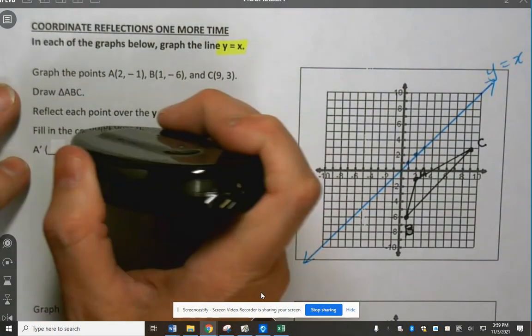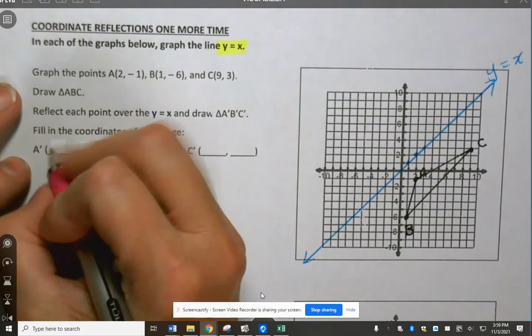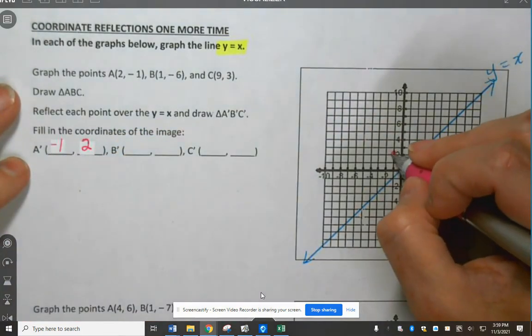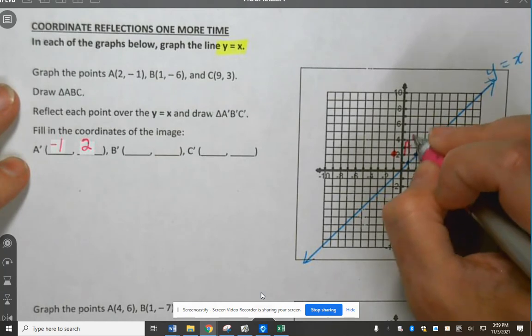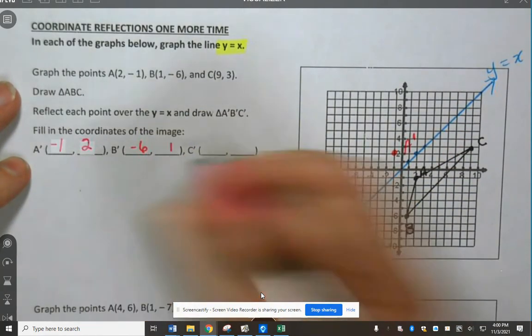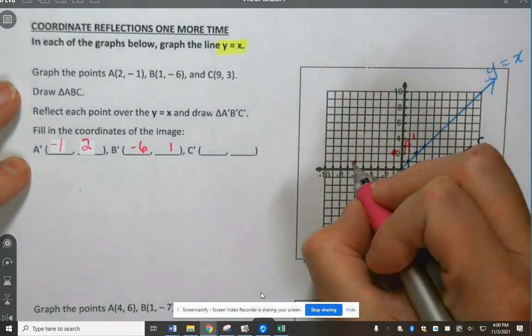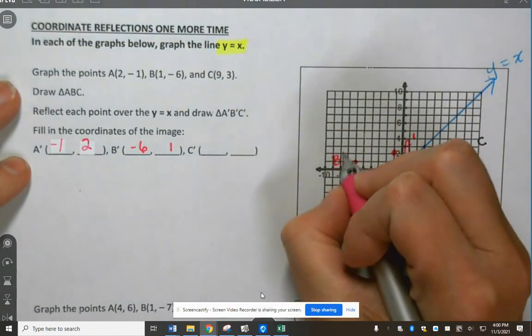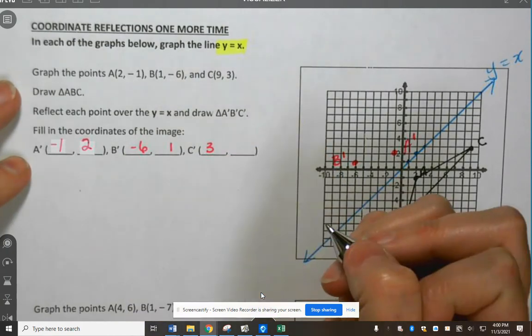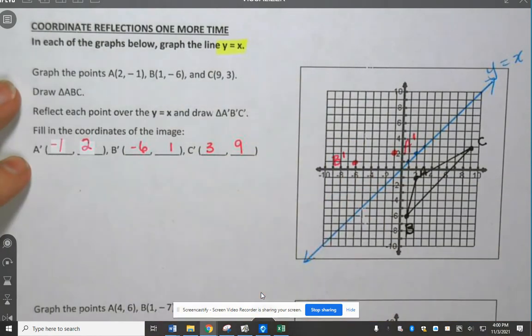Actually, let me change color on that. So -1, 2 is where A prime is going to be. B prime is going to be at -6, 1. And C prime is going to be at 3, 9.